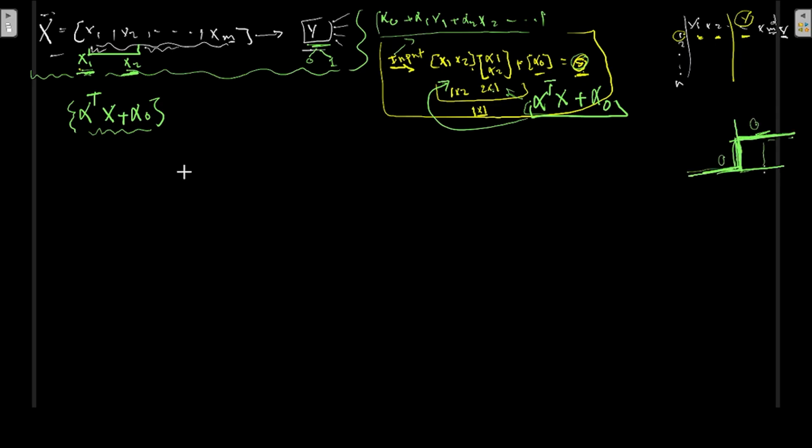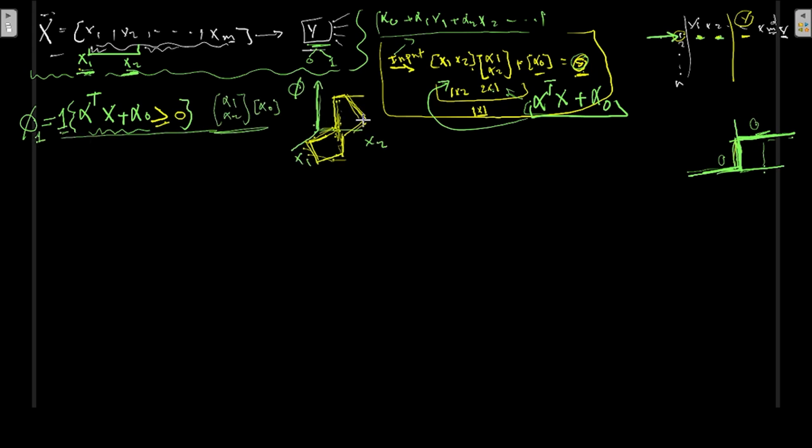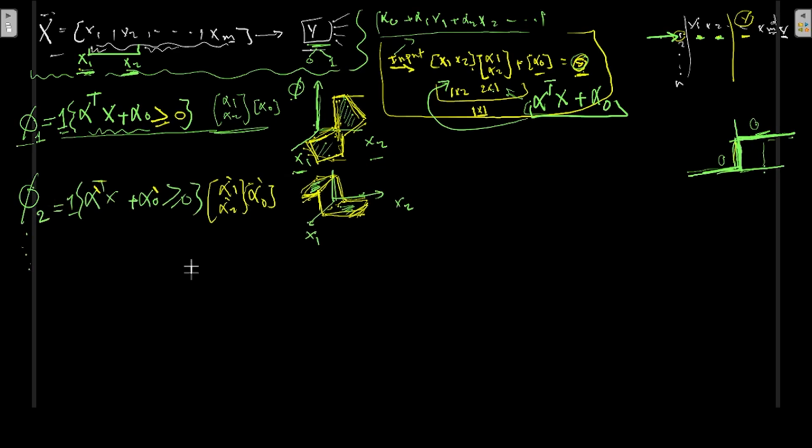So let's call this step function to be 1 if this outcome, which is this guy here, is larger than or equal to 0. And let's call this phi 1. If I want to graph the outcome of this, it could be in the 1 region here or the 0 region here. So this is one phi. I can do it one more time. Let's take another phi, and I keep doing that. But you say, what's the purpose?